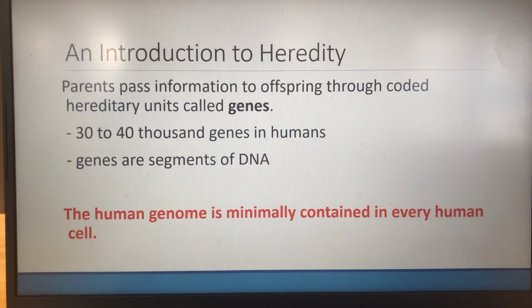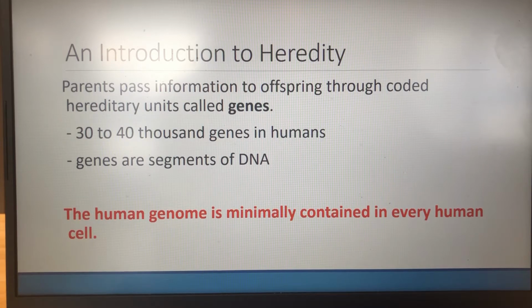All right, so parents pass on information to the offspring through heredity units called genes. That's easy enough. This is a test question that is almost always missed. The human genome is minimally contained in every, then it's blank. Some of your options would be, obviously the correct one, every human cell. So we have some like 4 trillion or something cells in our body. Every single cell has a copy of the human genome, okay?